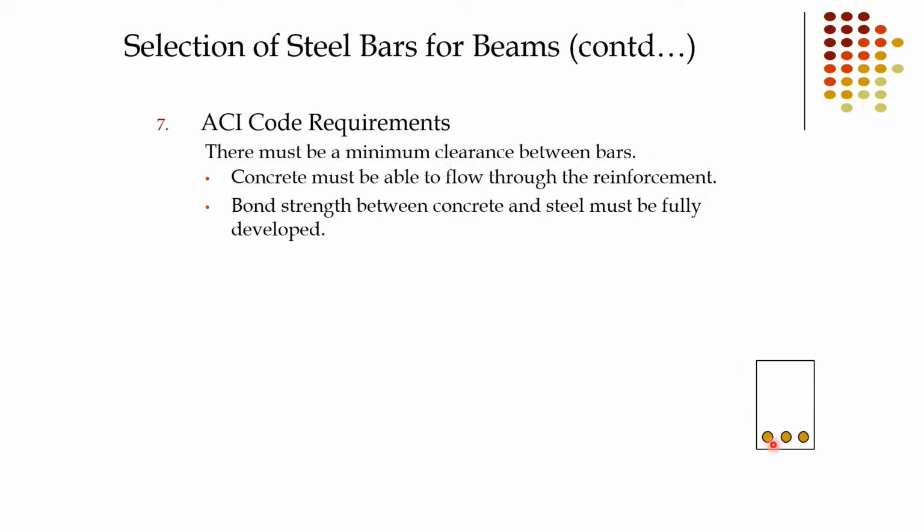Meaning between this bar and this bar, there must be minimum clearance. Concrete must be able to flow through this reinforcement. When we cast concrete, concrete can easily move around these parts. So a minimum gap must be there. Bond strength between concrete and steel will be fully developed if we have provided the proper gap.